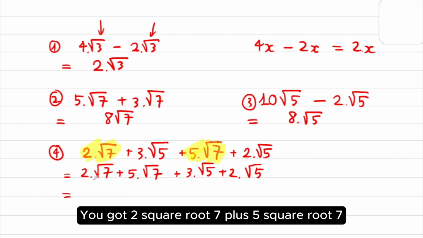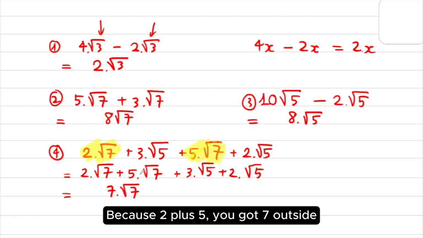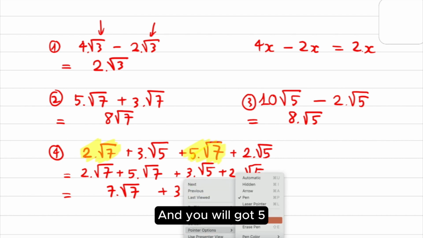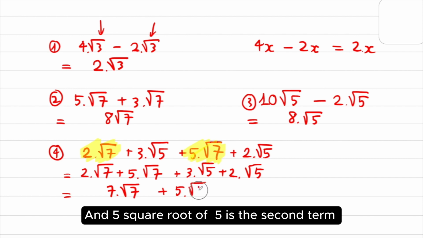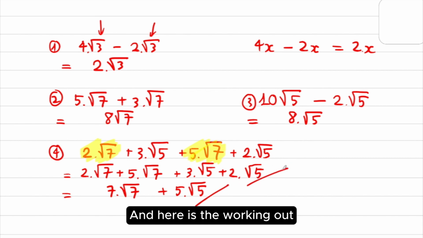You have 2 square root 7 plus 5 square root 7. You get 7 square root 7, because 2 plus 5 is 7 outside the square root. And for this one, you have 3 and 2, and you will get 5. And 5 square root of 5 is the second term in the final answer. So here is the writing and here is your working out.